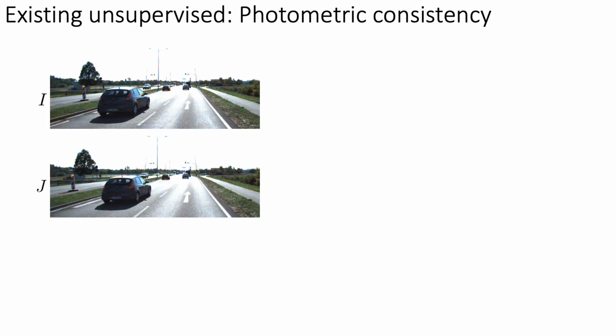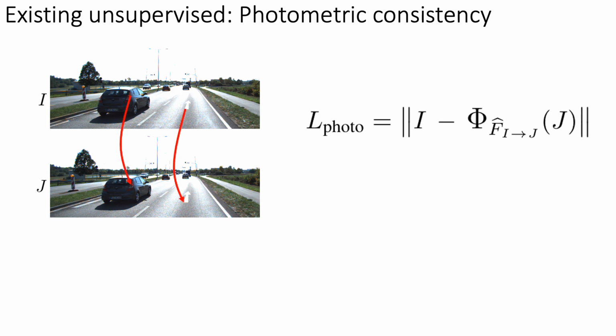The photometric or brightness consistency assumption has been widely used for unsupervised correspondence learning. The network is trained with the assumption that corresponding pixels should have the same intensity. This is the corresponding loss. So if you compute the flow field relating image pair I and j, and warp j towards I according to that flow, the intensity of the pixel should be the same. So for this pixel, it amounts to saying that this small patch is equal to this small patch.